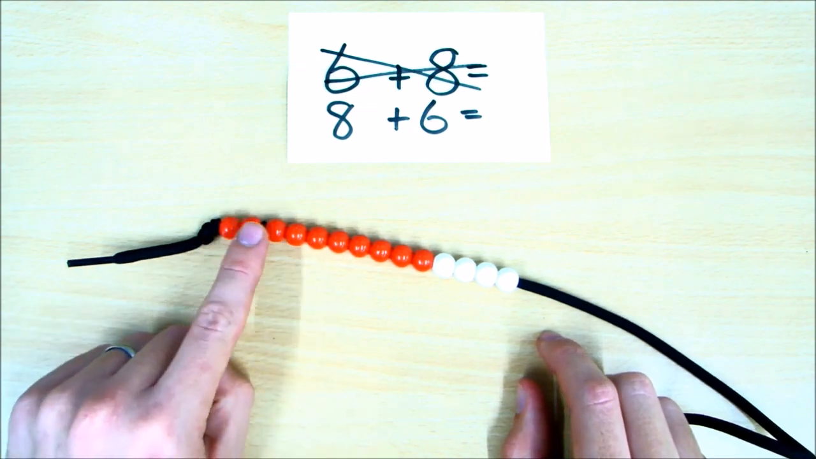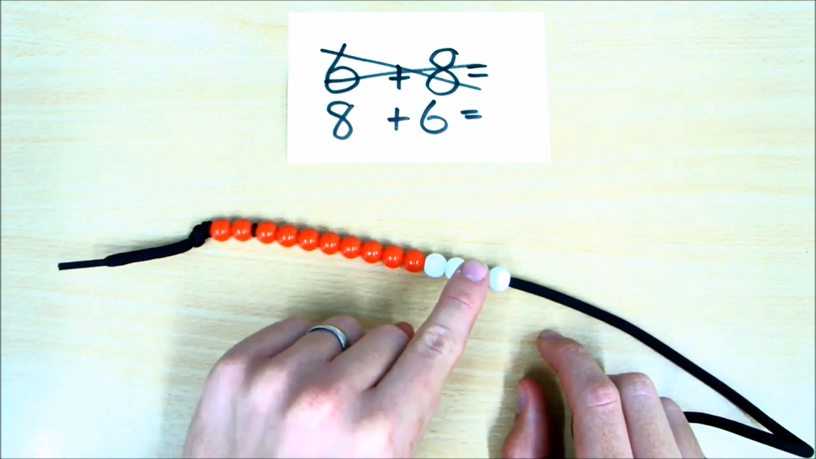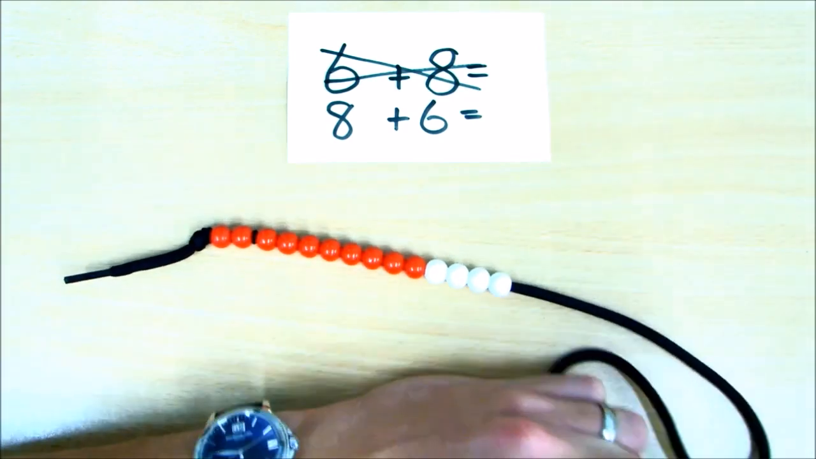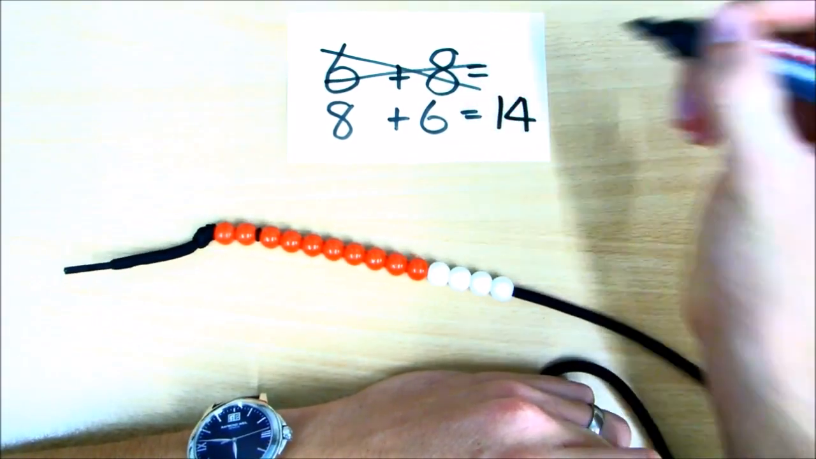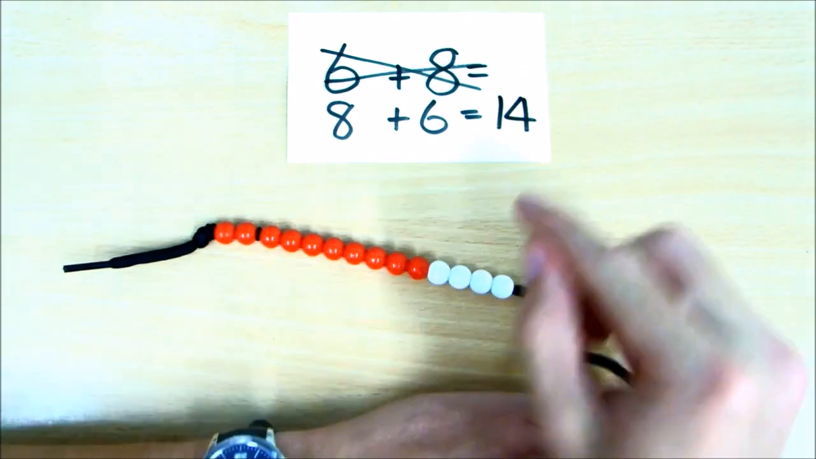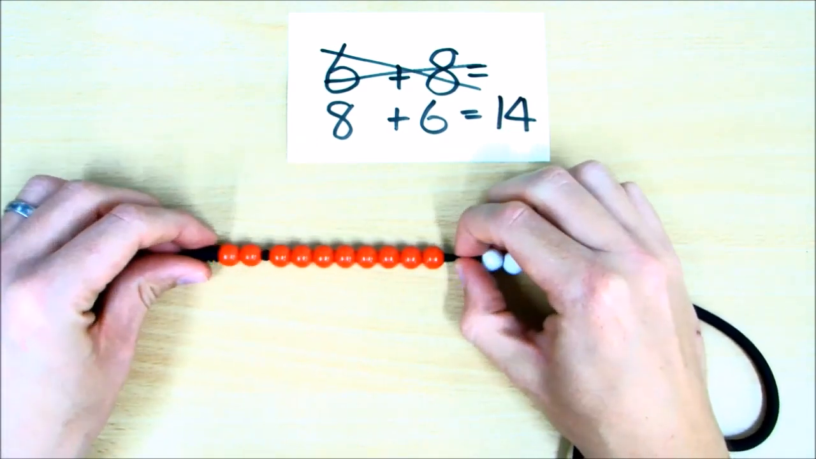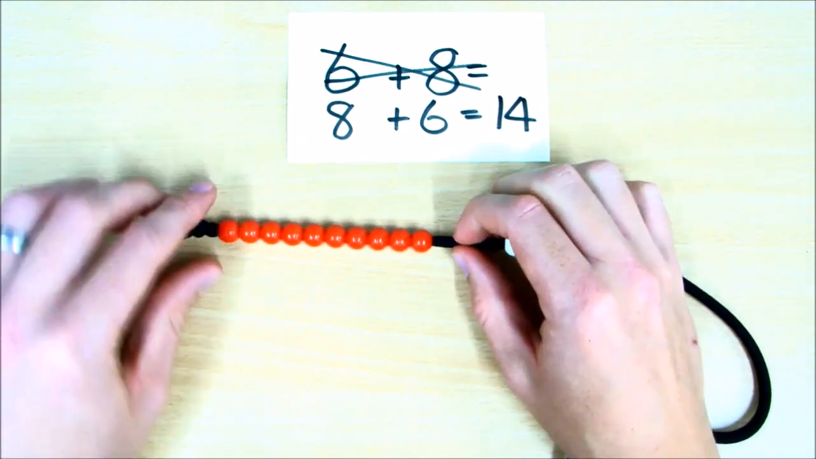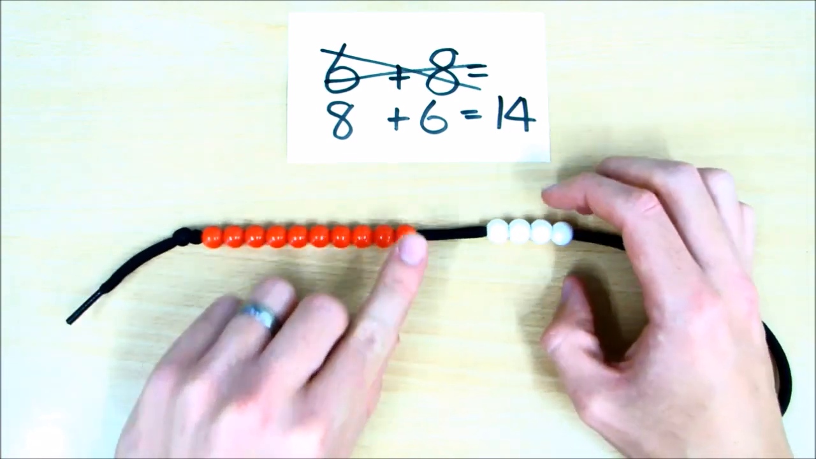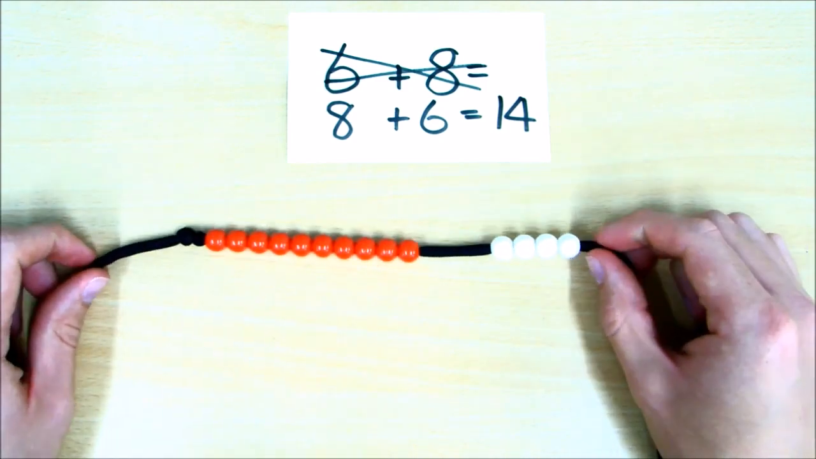So that's 1, 2, 3, 4, 5, 6, 7, 8, 9, 10, 11, 12, 13, 14. So 8 add 6 equals 14. Now once again, let's just quickly look at our place value here. So that's 1 ten and 4 units. And as you can see, the red beads here indicate that there is 1 ten, 1, 2, 3, 4, 5, 6, 7, 8, 9, 10, and 4 units, 1, 2, 3, 4, represented by the white beads.